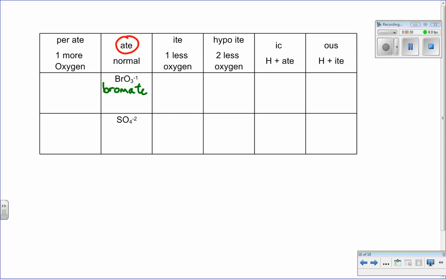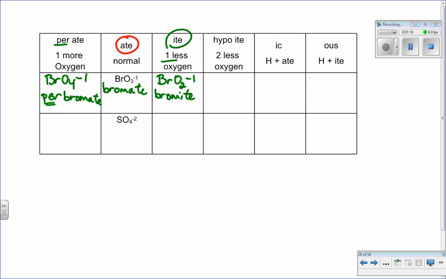if it gains an O, we call it the perbromate. It's going to become BrO4, keeps the charge, -1, and it becomes per, and then just the normal name, bromate. Per, like hyper, I've gone up one. If it goes down one oxygen, still keeping its charge, it's going to be BrO2, -1, and this becomes a bromite. So the ending becomes ite. So one less is an ite, one more is a per.